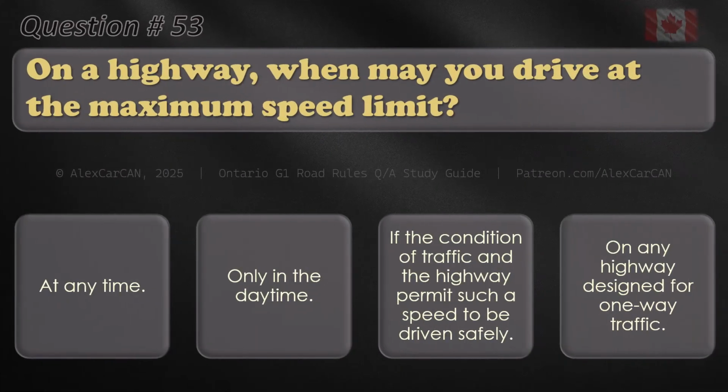Question number 53. On a highway, when may you drive at the maximum speed limit? At any time. Only in the daytime. If the condition of traffic and the highway permit such a speed to be driven safely. On any highway designed for one-way traffic. The correct answer is if the condition of traffic and the highway permit such a speed to be driven safely.